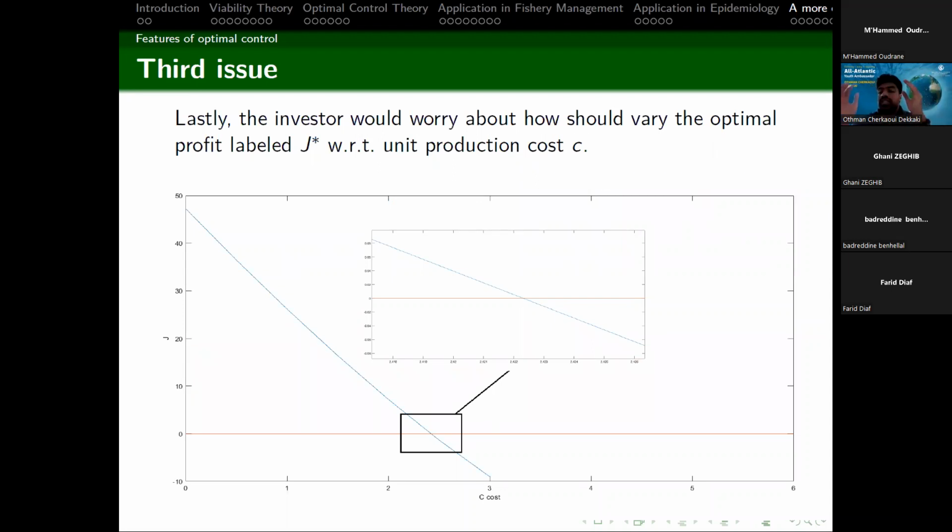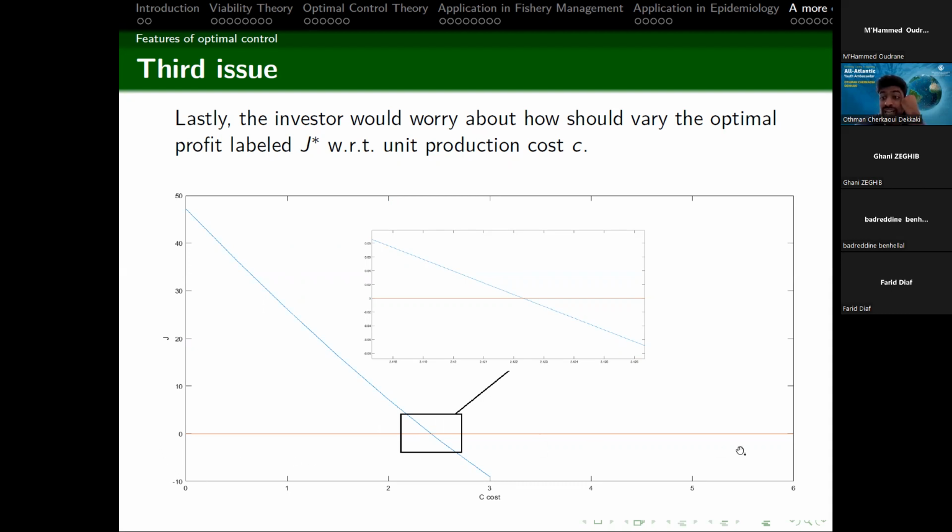Lastly, we're going to study the importance of what we call a special cost level, where the two switching functions hit, and this special cost creates what we call the confusion. The investor should worry. We vary the optimal profit with respect now to the cost. What we found is that there is this blue line, which is the optimal profit for our control. It's decreasing with respect to the cost. The more the cost goes up, the more the profit drops.